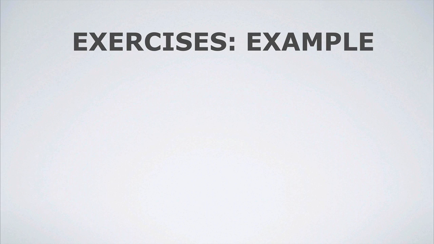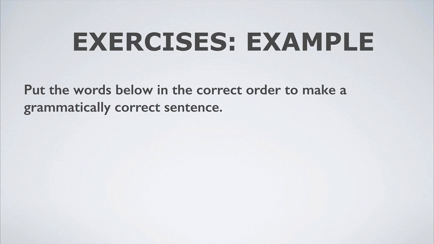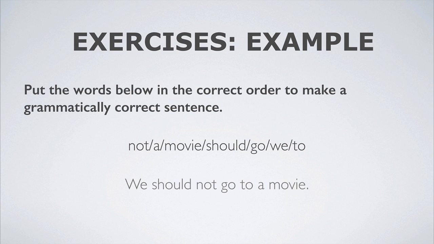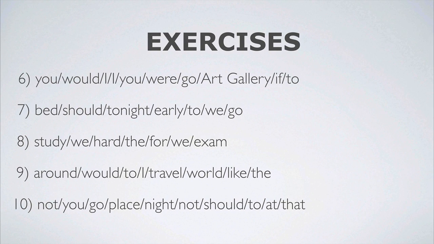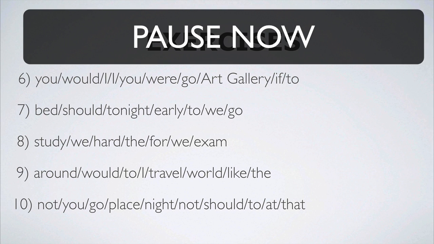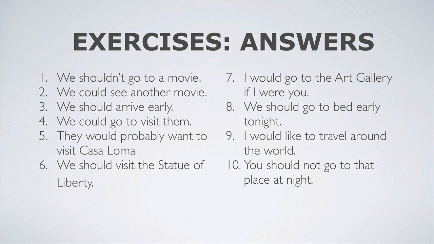Now, on to the exercises. Your job is to put the words below into the correct order to make a grammatically correct sentence. For example, not a movie should go we too. If you rearrange these words, you get the sentence, we should not go to a movie. Okay, here are the sentences. There are 5 more after this, and the answers are available after the next 2 slides. Here come the answers in 3, 2, 1. Ta-da!